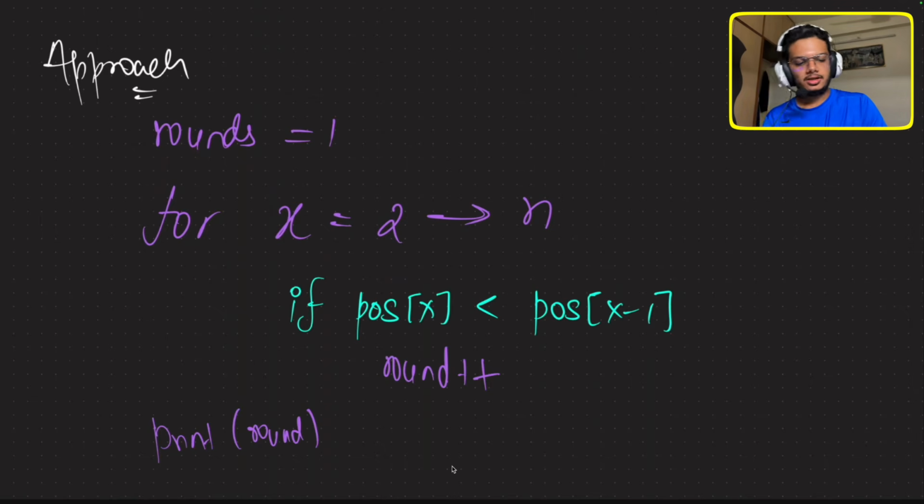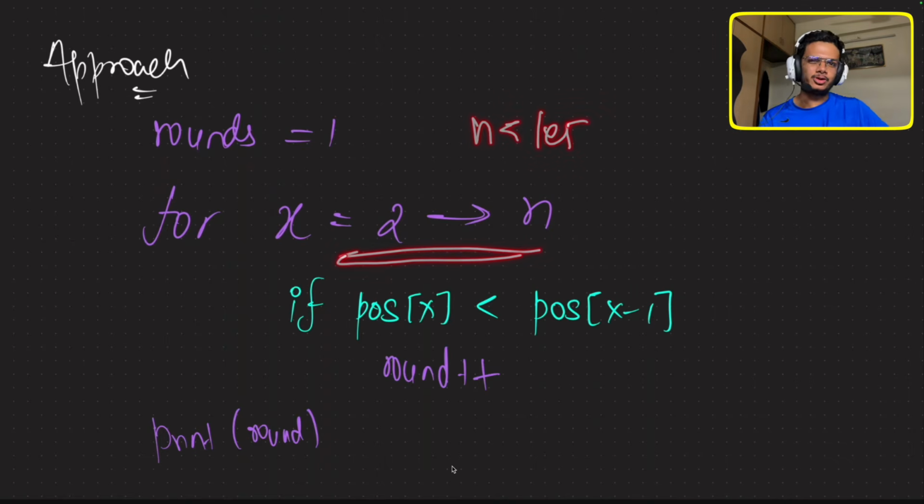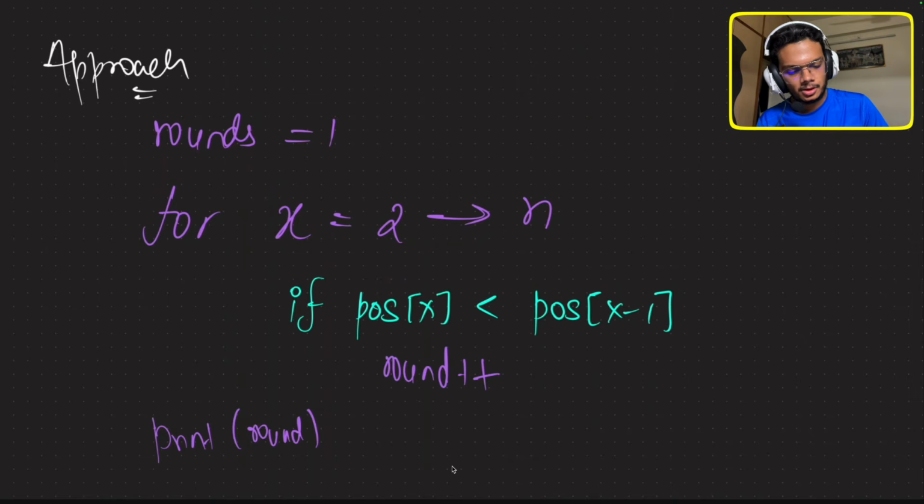And you can do this here. Why? Because n was only as high as 1e5. So you can definitely run a loop from 1 to n, right? And about these position checks, you can maybe store them in a map or something. So in the worst case also, you will not consume more than n log n, right? So this is a perfectly fine approach.